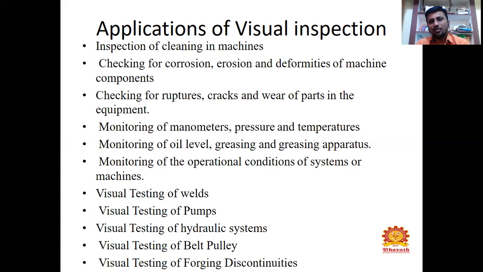Next, we discussed the visual inspection. In visual inspection, two major types are mentioned. One is aided, another is unaided. Unaided means directly using the naked eye, we can inspect. Then aided means using some opticals like magnifying glasses, mirrors and microscopes. Everything we are using. These are the overview of the NDT method, and these are the applications of the NDT method.